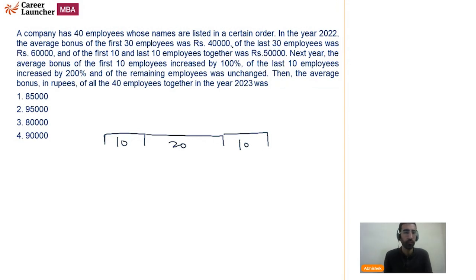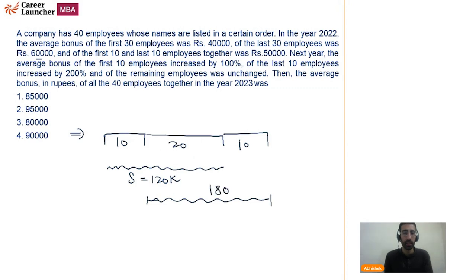Now the average bonus of the first 30 employees, starting from left to right, is 40,000. So this total sum will be 30 into 40K, that's 1,200K. I'm not going to write the thousands, I'll just write K. Great. For the last 30, it's 60,000, so 60,000 into 30 is 1,800K.